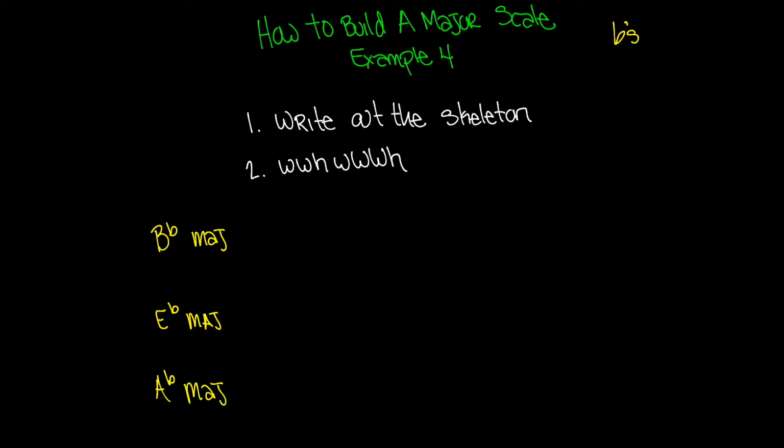So we want to make sure that we're always adhering to these two rules: writing out the skeleton and doing whole, whole, half, whole, whole, whole, half. So we're performing that sort of operation on our scale.